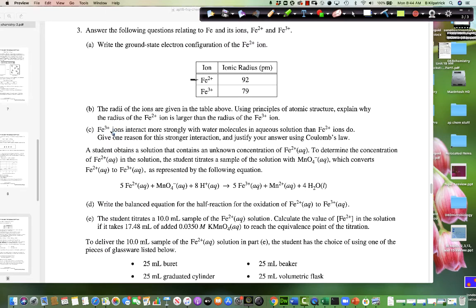Also, please don't get confused with nuclear charge and charge of the actual ion. What we're talking about here is the charge of the ion, not the charge of the nucleus.